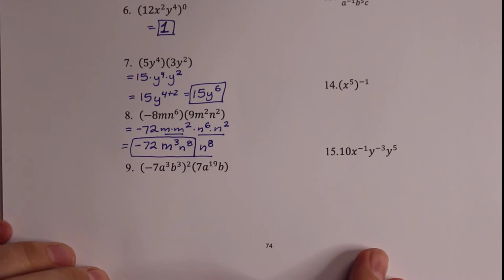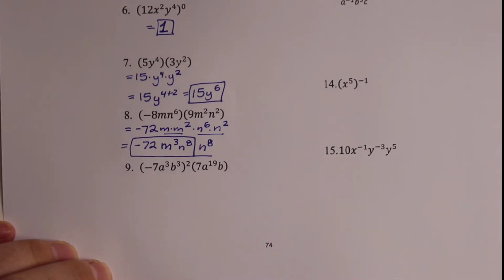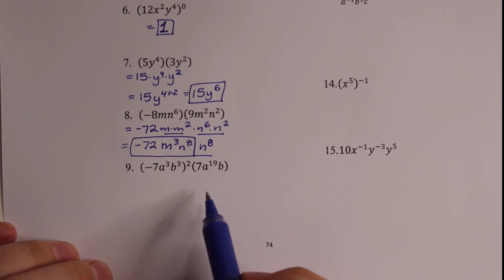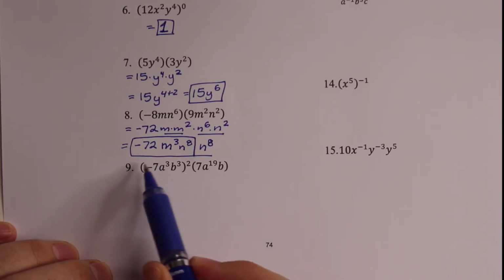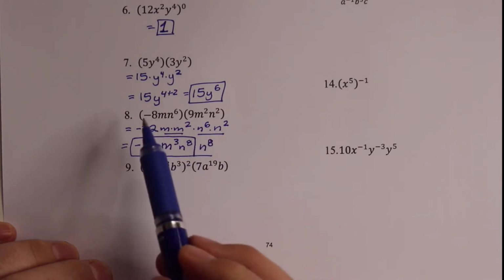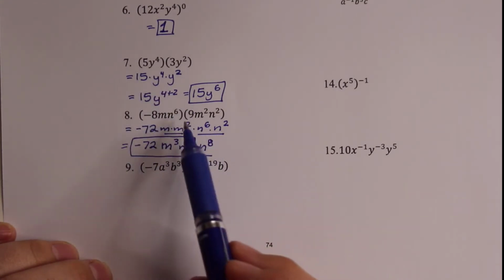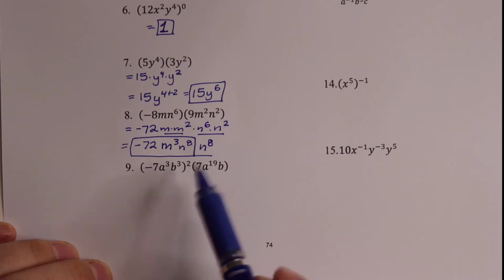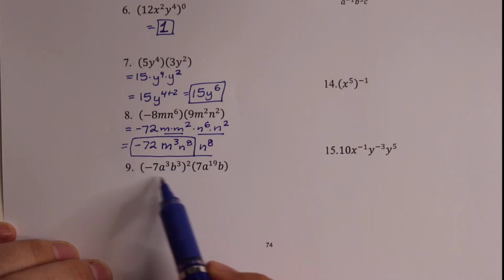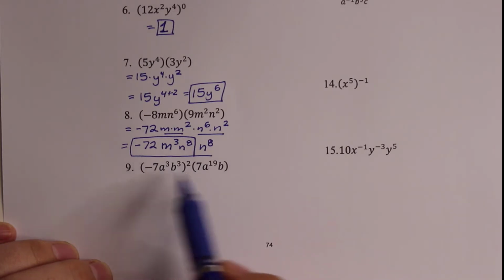All right, number 9. This time we cannot just go straight into the multiplication. And think about why. Can you see why? The first quantity is raised to an exponent. This is unlike the last two we worked on. There was no exponent on the outside of the parentheses. So this time, in our order of operations, we have to work on the exponent first before we can multiply.